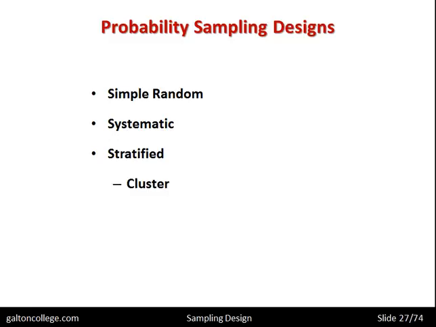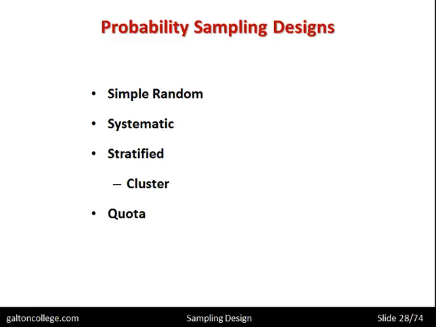Under stratified, we'd have clusters. We could have, say, clusters of customers in a certain area. Or we may have clusters, a lot of customers in one area are of a certain age, and in a different area they're a different age again.